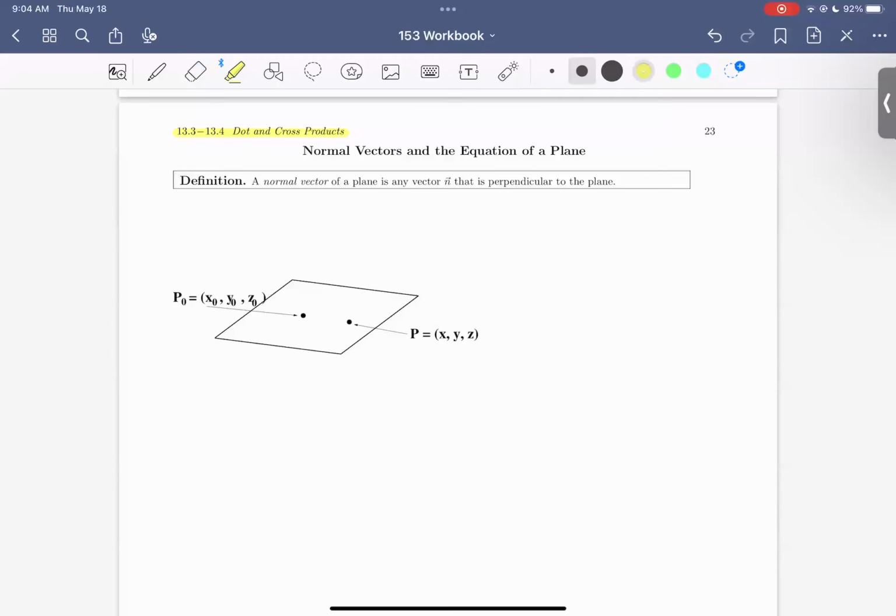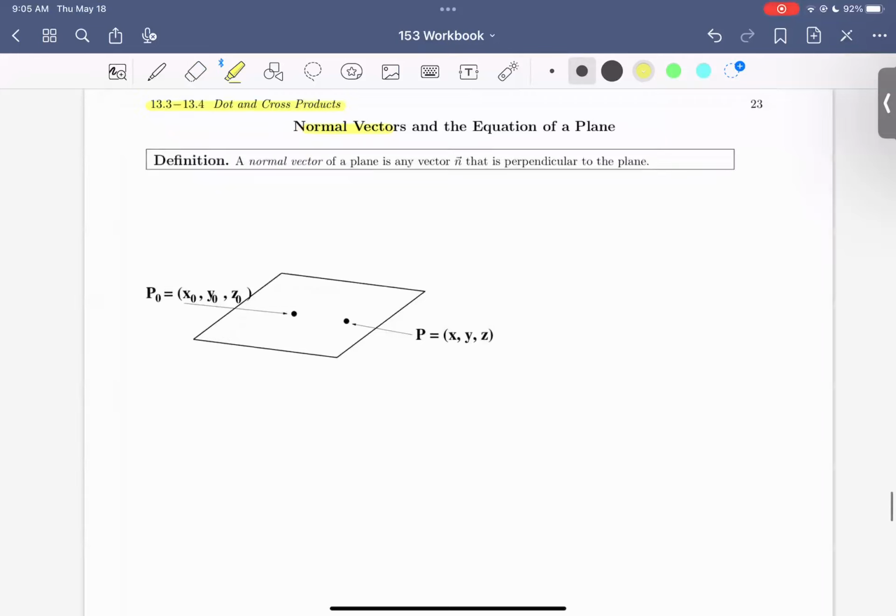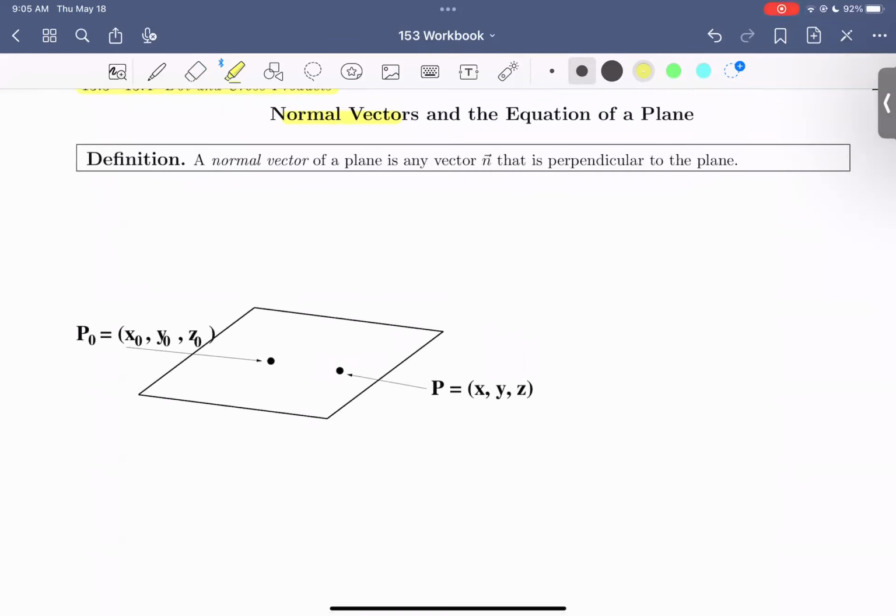In this video, we're going to learn about how we can use vectors, in particular, something called a normal vector, to write an equation of a plane. So recall we've looked at planes before in a previous section of our course. Well, now we're going to learn a different way to write that same equation of a plane. All right, so let's get started by first defining a normal vector.